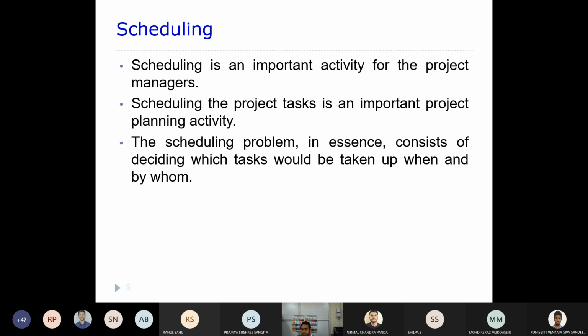Can you see the slides? Any student, can you tell me? Yes, sir. Yes, sir. The slides are visible.